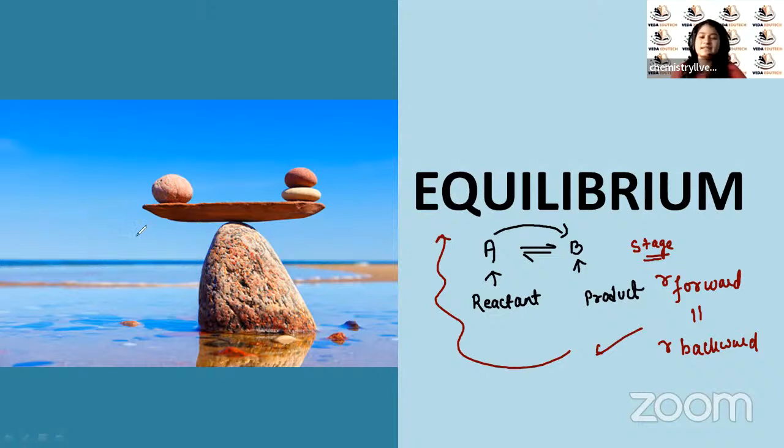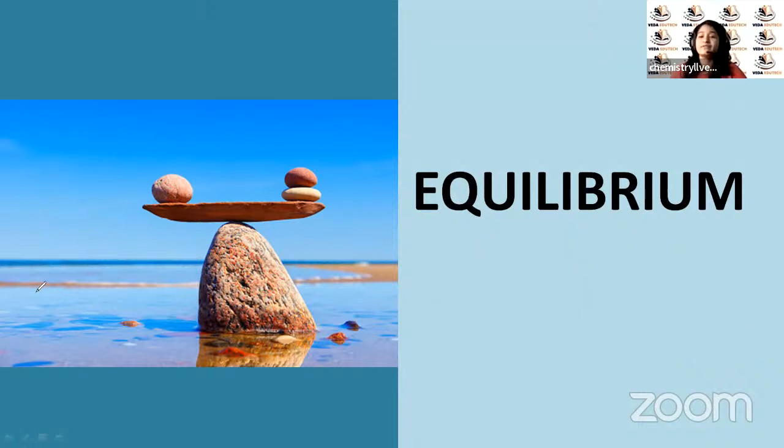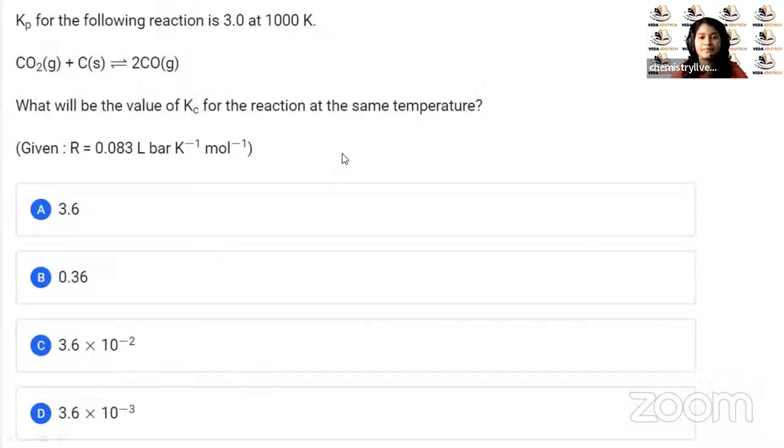I hope we all know these things, and that you would have covered the basics of equilibrium so that we can discuss the concepts here. So let us go ahead and see. The first question is on your screen, everyone needs to pause it and try it.